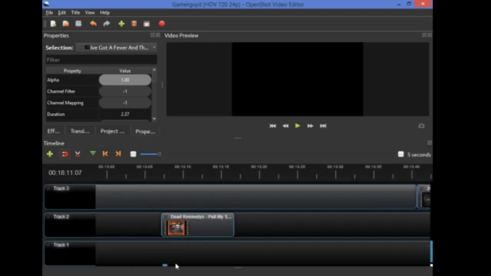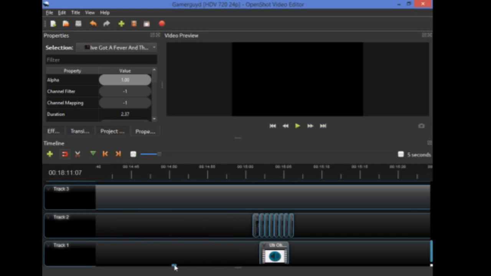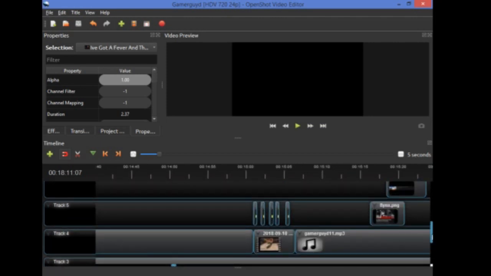Several Christopher Walken pictures. Something Gamerguyd does not own. Very short clips, mind you, but Gamerguyd doesn't own that. Let me see here.